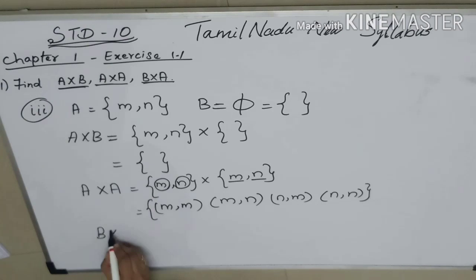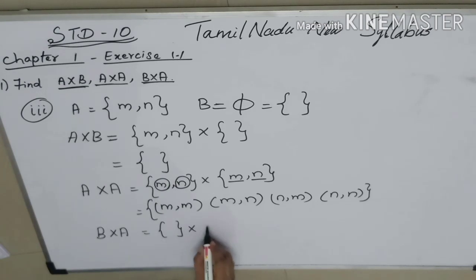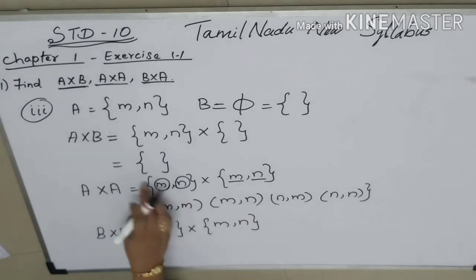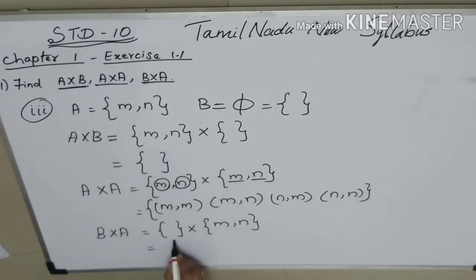Your third part is B cross A, which is equal to, write your B first. B is nothing but your null set. Cross A is {m, n}. As I told you in the first case, whenever null set is there, you won't be able to find your Cartesian product. So the answer will be null set only. So with this your third part of answer is done.